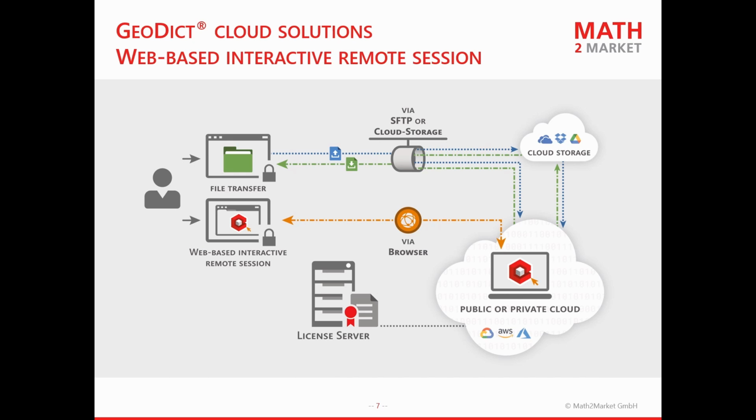To give you a symbolic overview of how it works, here we can see the cloud, for example, Amazon Web Services, where a virtual machine is running a Geodict instance. And this Geodict instance has a license which talks to a license server. And you as a user interact via your web browser with that Geodict user interface. And you also interact with the virtual machine by exchanging files, either via SFTP directly or via cloud storage, for example by placing a file on your Dropbox and accessing it from the virtual machine and vice versa.